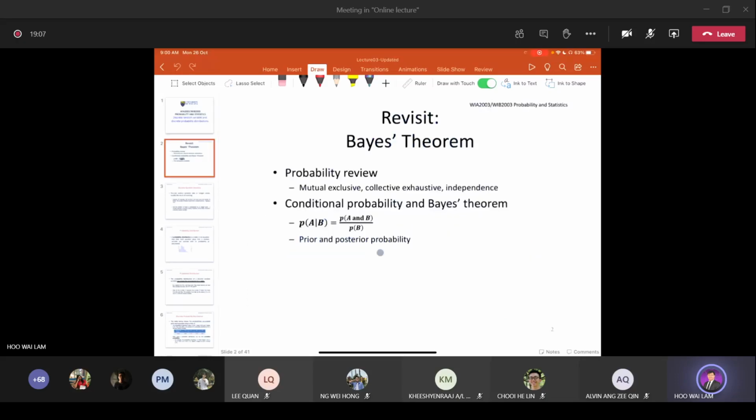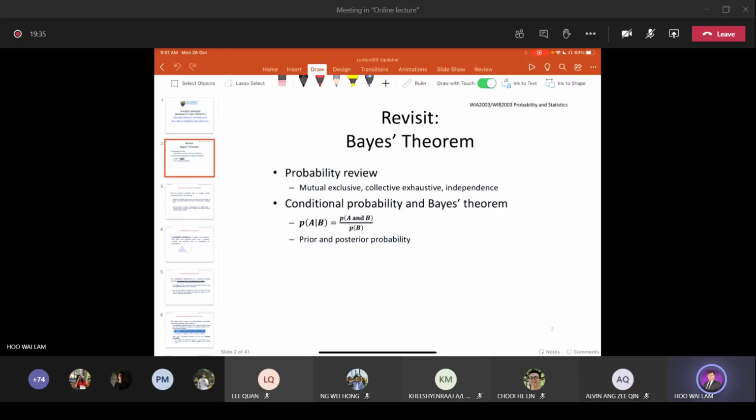So a bit of revisit. If you still recall, we had lecture 1 on the basic probability notations and also counting, including permutations and combinations. And then we also talked about conditional probabilities, marginal probabilities, and the other day, Bayes theorem. Okay? And this Wednesday, we're going to discuss the tutorial on Bayes theorem.